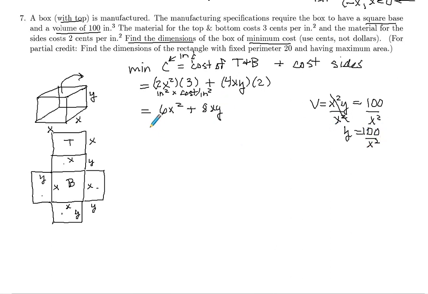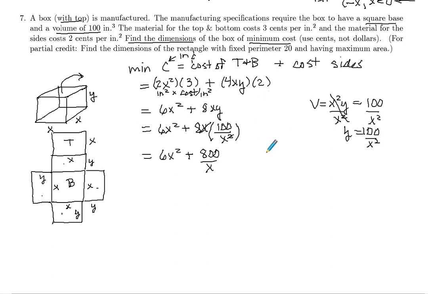So let's plug that in here. So now we've got 6x squared plus 8x times 100 over x squared. And let's see, we can do a little bit of simplifying. This x here will cancel out one of these. So we've got 6x squared plus 8 times 100 would be 800, and there's just one x left down on the bottom. And now we've got a function of one variable. Now we can take a derivative, set it equal to 0, and confirm that we've got a minimum.